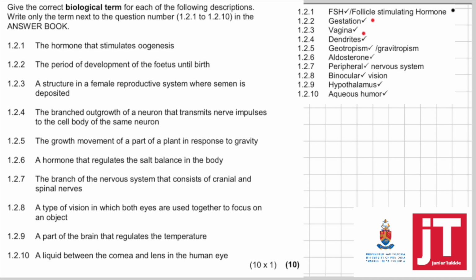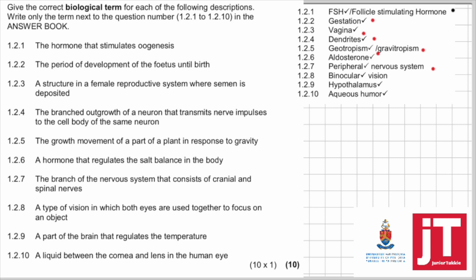That is the vagina. 1.4. The branch outgrowth of a neuron that transmits nerve impulses to the cell body of the same neuron. That is dendrites. 1.5. The growth movement of part of a plant in response to gravity, geotropism. 1.6. A hormone that regulates the salt balance in the body, aldosterone. The branch of the nervous system that consists of cranial and spinal nerves, peripheral nervous system.